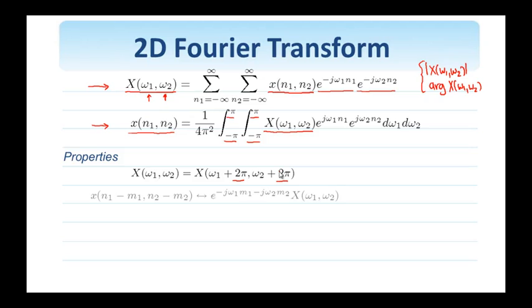Another useful property is to consider what happens when I shift the image by amounts m1, m2 in the spatial domain. And what happens in the frequency domain is I get the spectrum of the signal, but it's multiplied by this complex exponential. So since the magnitude of the complex exponential is 1, the magnitude of the shifted image has not changed, but I have this linear phase component that is due to the spatial shift.